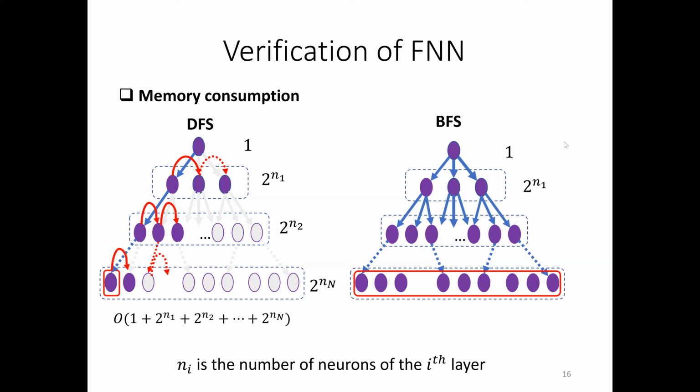To power n2 multiplied by the number of neurons. Yeah, each neuron creates another exponential number of polyhedrons, I guess. So you mean n1 times 2 to the power n2? Yeah, something like that. Can you write it down in the chat so everyone can see it?